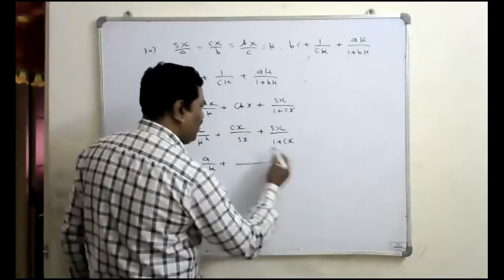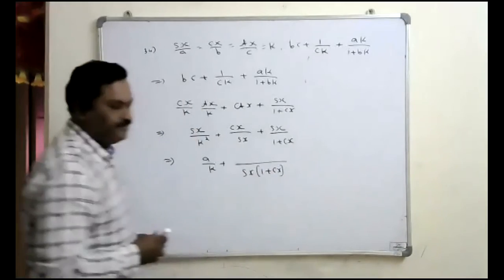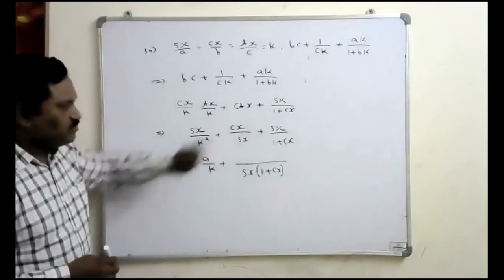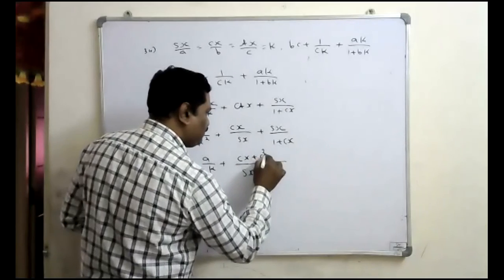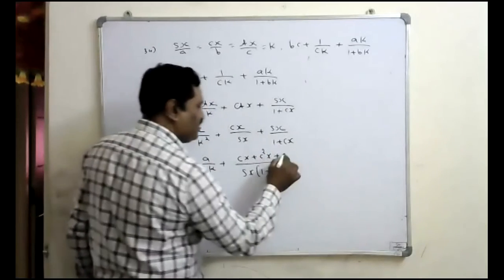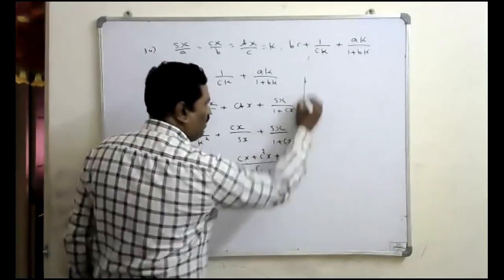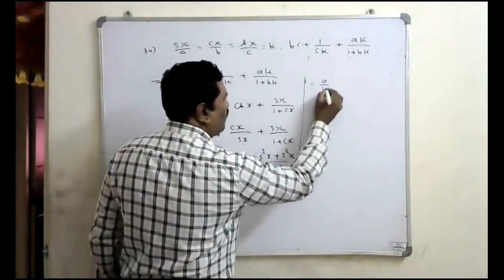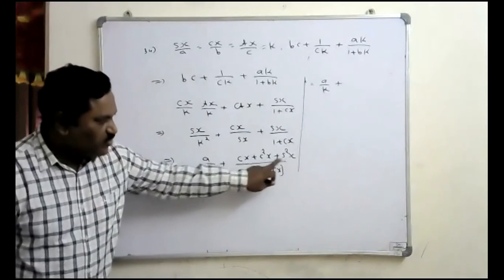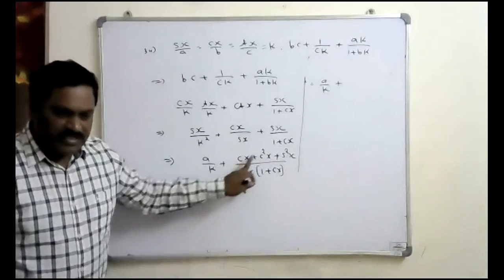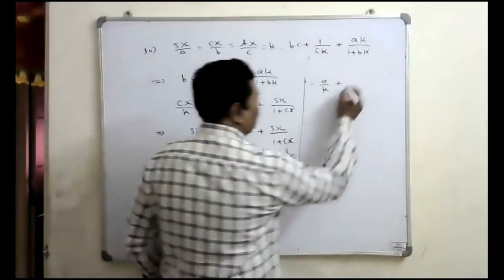Plus, for these two I will take the LCM, which is sin x into 1 plus cos x. If I take the LCM, then you do the cross multiplication. In the numerator you get cos x plus cos square x plus sin x into sin x, which is sin square x. Now it is a by k plus, observe the numerator: cos x plus cos square x plus sin square x is 1, so 1 plus cos x. The 1 plus cos x cancels. Remaining is 1 by sin x.